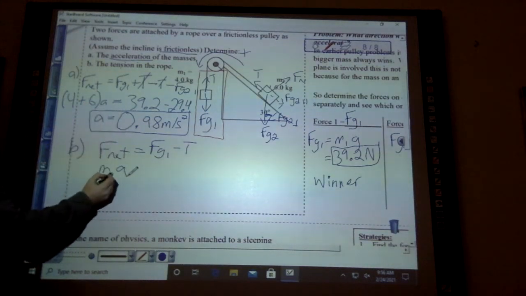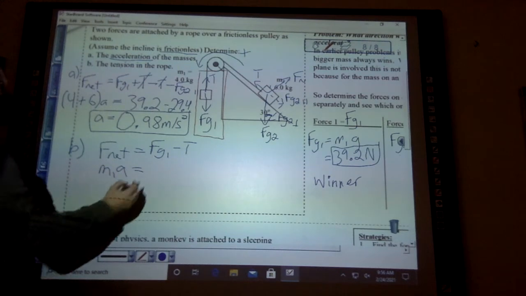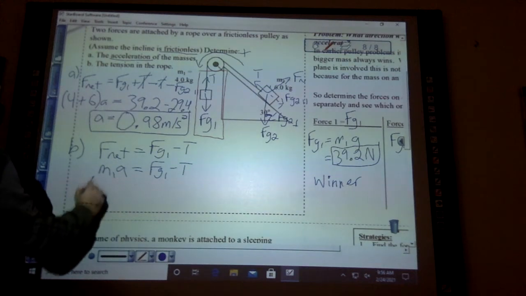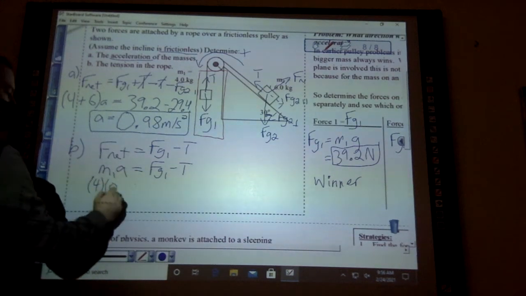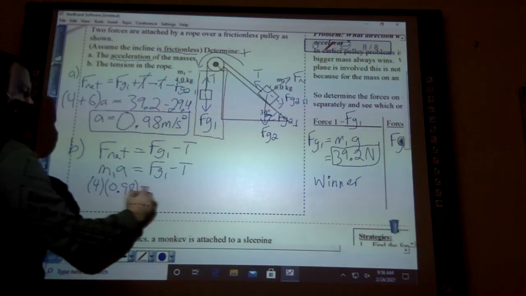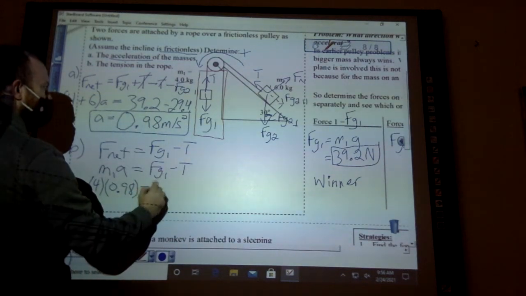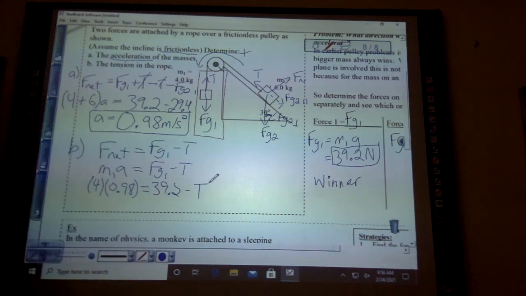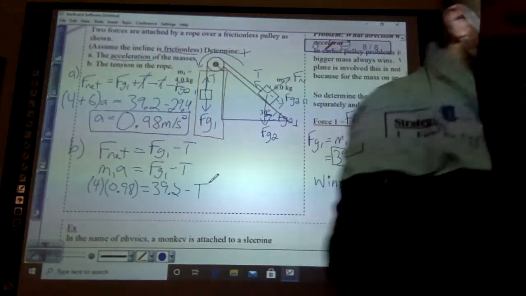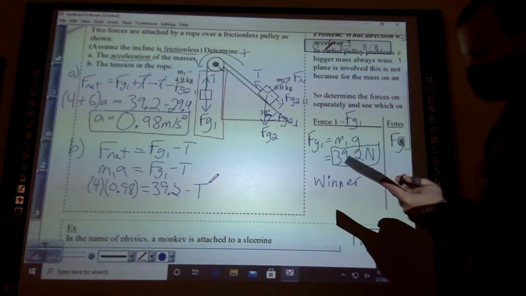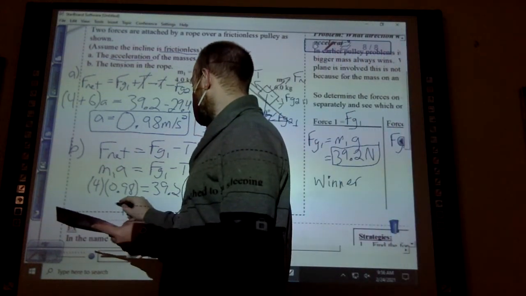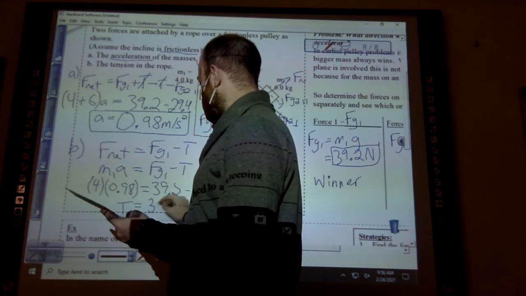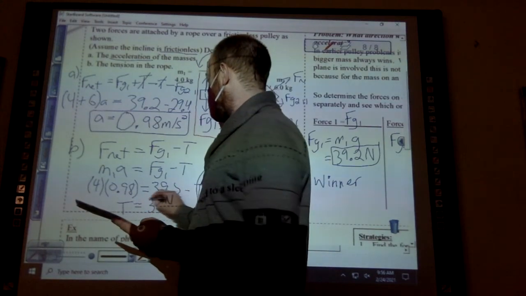The 4 kilograms, which is mass 1, equals, I've already figured out FG1, so I'm not going to write that out, minus tension. So we get 4 times the acceleration, 0.98, equals 39.2 minus tension. So if you calculate that, did I do that exact one? Yeah, I did. So I got 35.